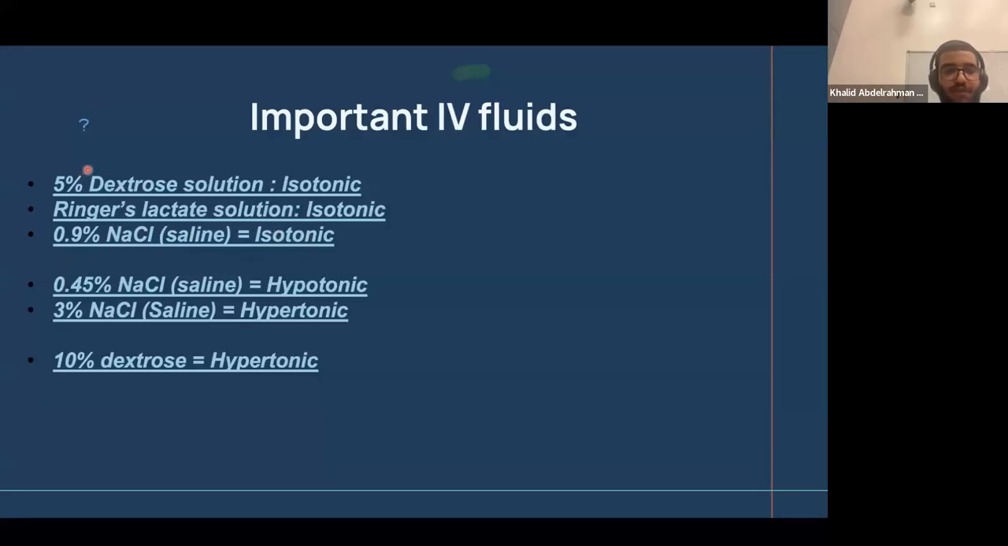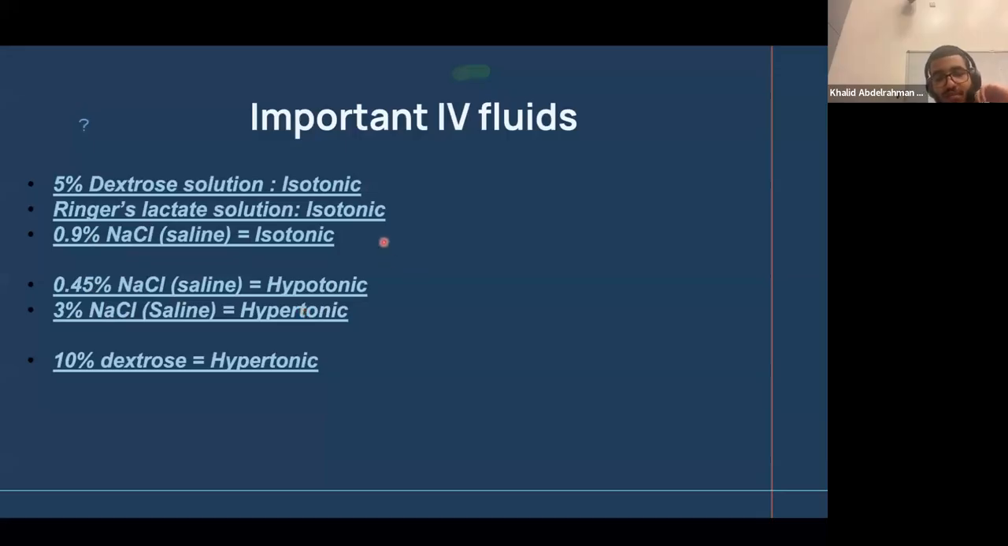Now, anything above or below these numbers, if I tell you 10% dextrose solution, then it's hypertonic. Okay. If I tell you 2% dextrose solution, then it's hypotonic. And the same applies for the saline. If I have less NaCl than 0.9%, then it's hypotonic. If I have 3%, then it's hypertonic.